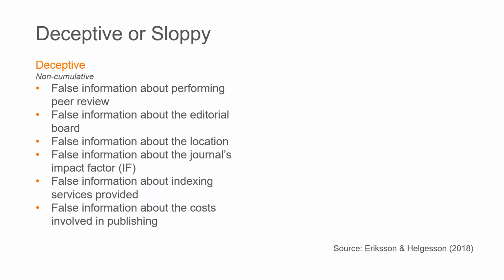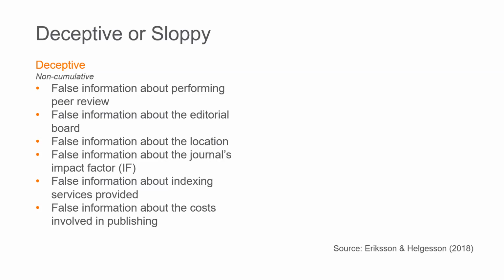So if there is false information about peer review, or false information about the editorial board, you shouldn't be surprised, because there are journals with completely false editorial boards where real, well-known researchers are listed on editorial boards without their knowledge. So this type of thing happens. False information like this is definitely deceptive, and it would be regarded as predatory.